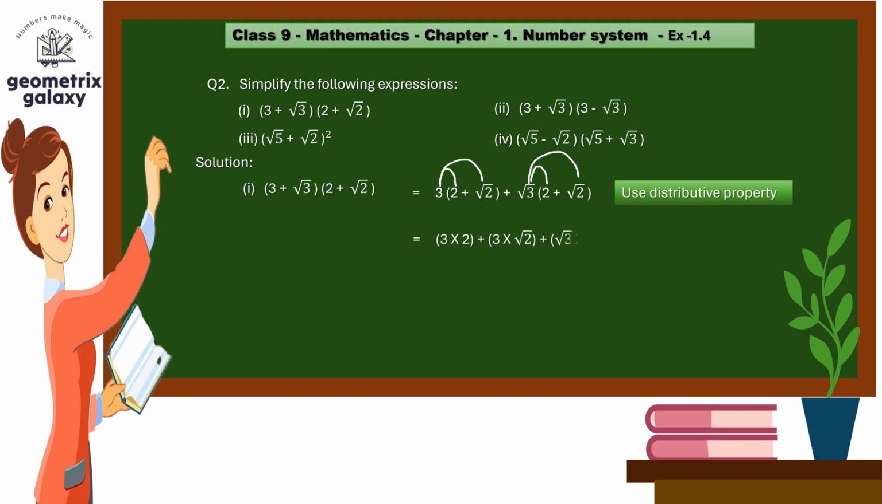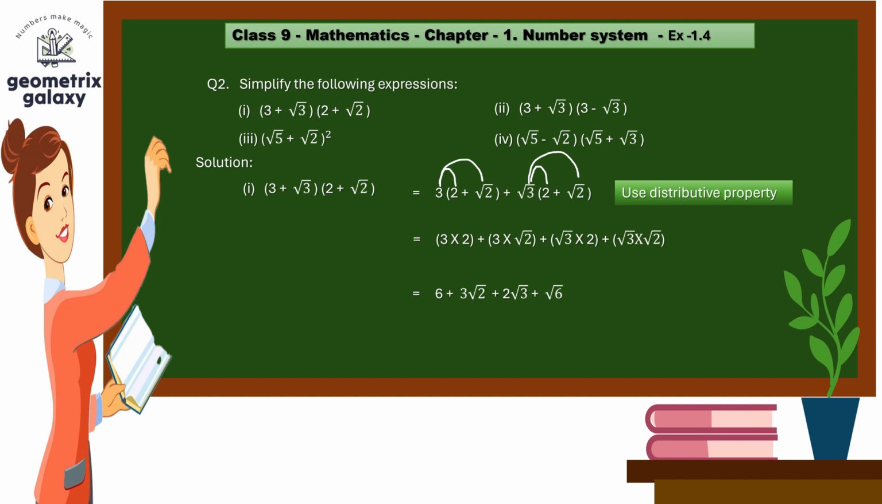3 into 2 becomes 6. 3 into root 2 is 3 root 2. Root 3 into 2 is 2 root 3. Then root 3 into root 2 becomes root 6. Therefore, the final answer is 6 plus 3 root 2 plus 2 root 3 plus root 6. We cannot further simplify this.